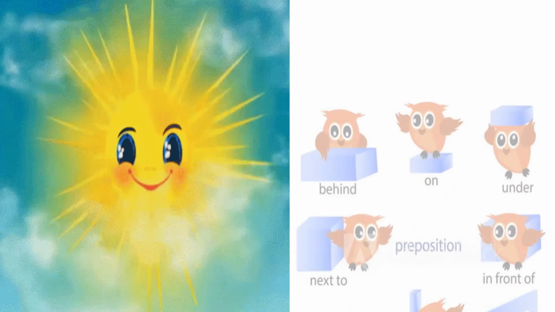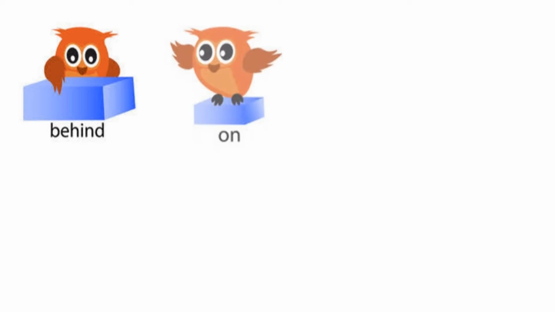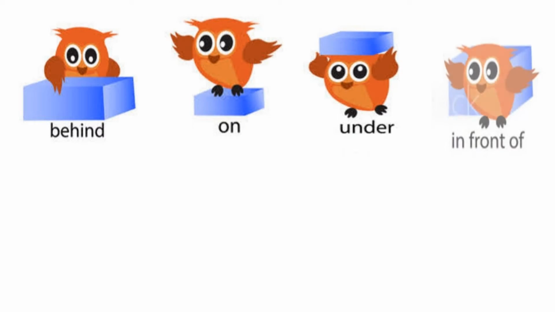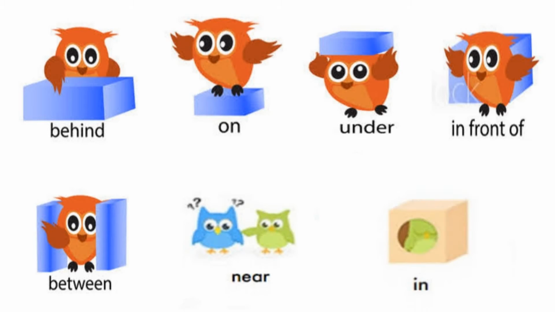Let's start our day with the second module of preposition. In the previous video, we knew about position words: behind, on, under, in front of, between, near, and in. So kids, do you know what prepositions are? Yes, prepositions are words that tell you where something is located or positioned.